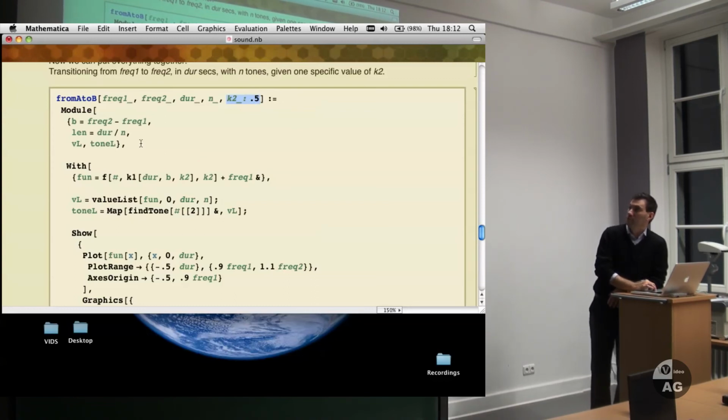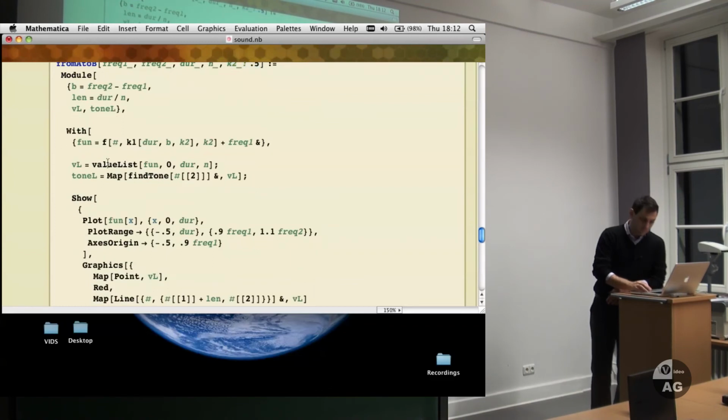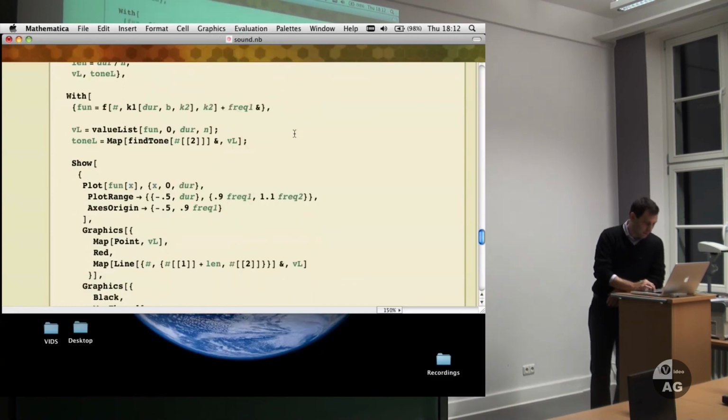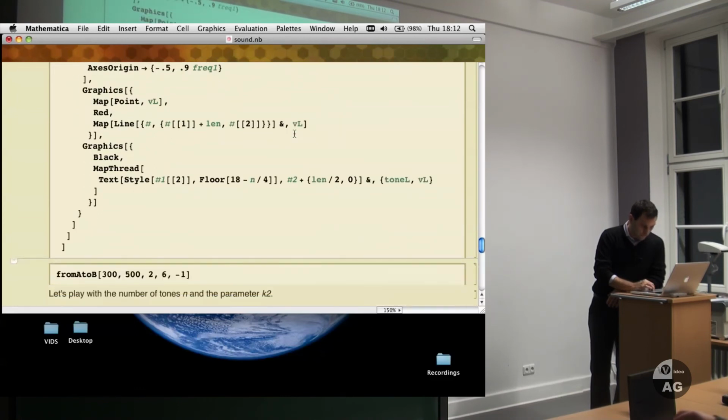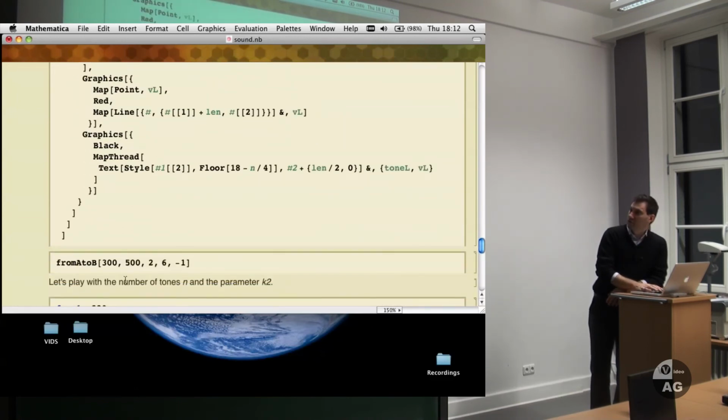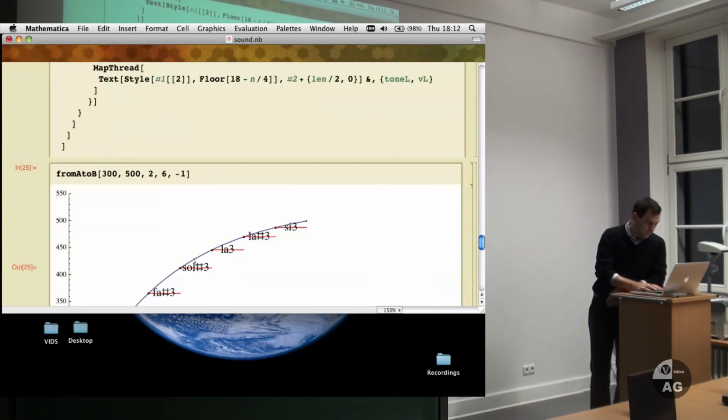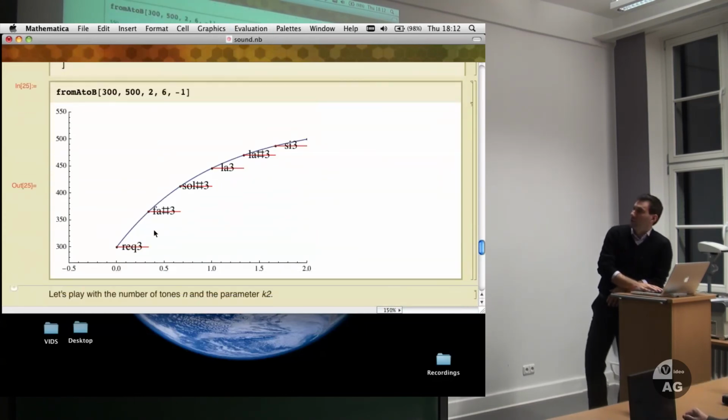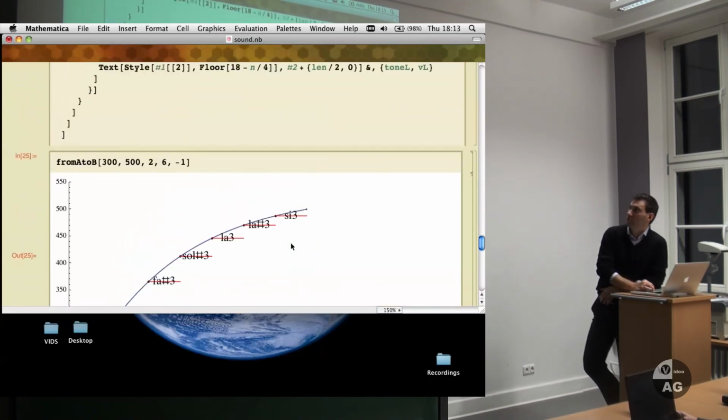And what do we do? I show you what we do. Maybe then we go back. We say this is the starting frequency, end frequency, 2 seconds, just play 6 tones. That's K2. This is what I do. I show the starting frequency, the arriving frequency. I plot where the tones are, and I show which are the tones. How to do all of that?